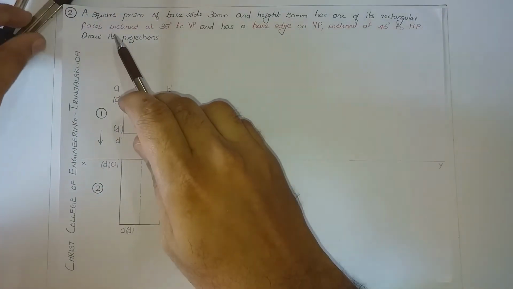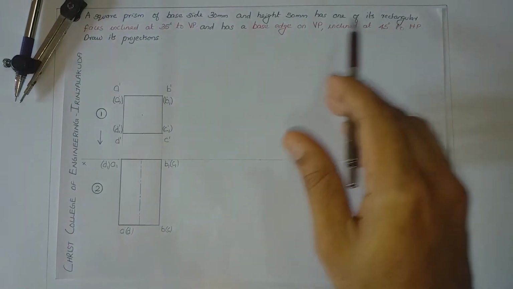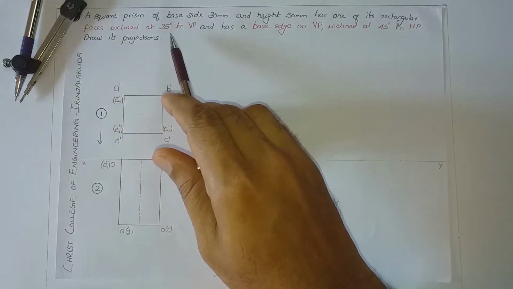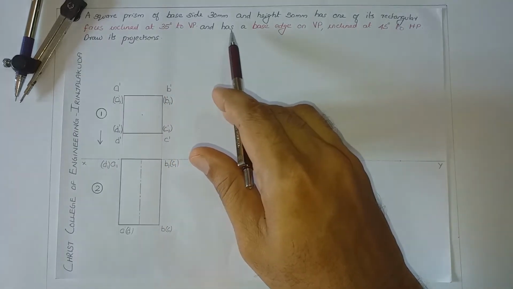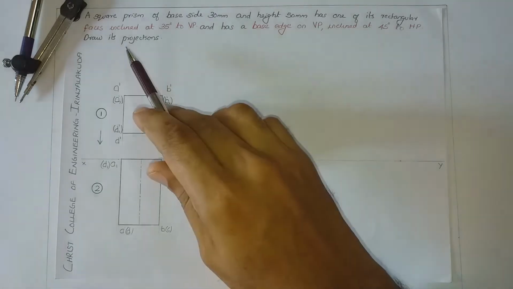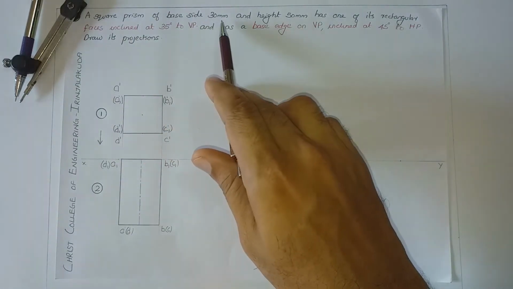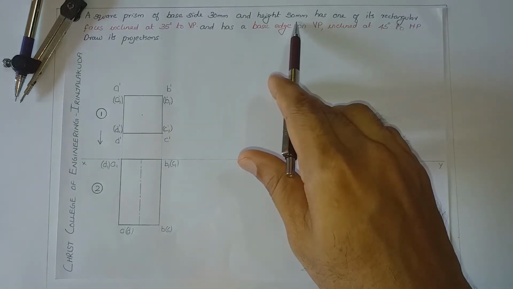A square prism of base side 30 mm and height 50 mm has one of its rectangular faces inclined at 35 degree to VP and has a base edge on VP inclined at 45 degree to HP. Draw its projection. So this is regarding a square prism, 30 mm side and height 50 mm.